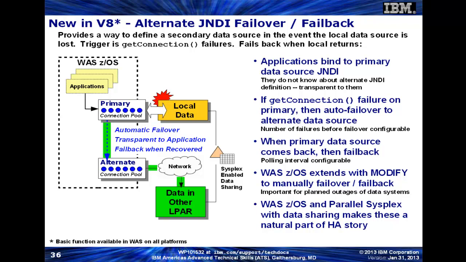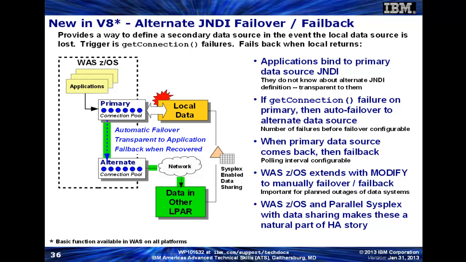To address this, a new function was added to version 8. The new function is available on WAS for all platforms, but it has particular benefit for WAS z/OS because it provides a means of using co-located cross-memory with failback to a network exchange. This function is known as alternate JNDI failover because it provides the ability to define an alternate resource JNDI that WAS will fail over to in the event get connection failures occur on the primary JNDI. This is transparent to the application. There are many details to this not covered on this chart.